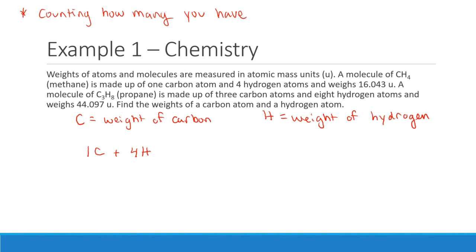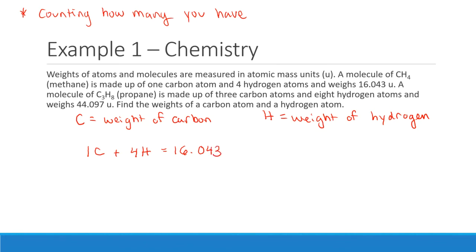And if we have 1 carbon atom, we multiply by the weight, that's going to be the total weight of our carbon. So 4 hydrogen atoms times the weight of the hydrogen atom will give us the total weight of hydrogen. So we have here the total weight of the carbon plus the total weight of the hydrogen. So those added together need to give us the total for the whole molecule. So that's going to equal 16.043.